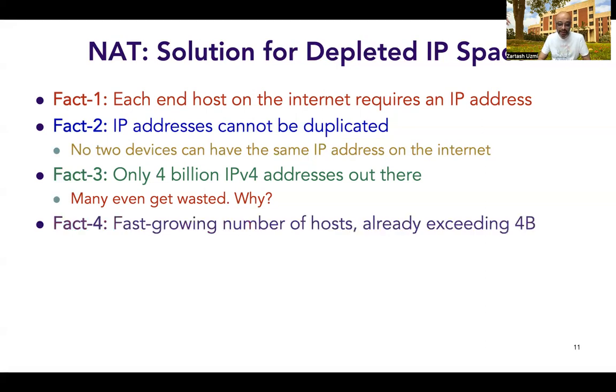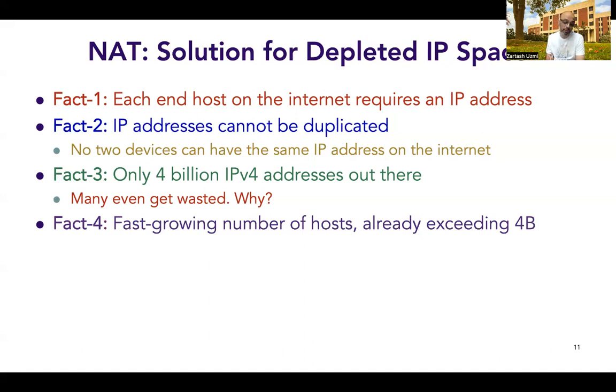The last fact is that the fast growing number of hosts has already exceeded 4 billion. Very tiny devices on the internet, lots and lots of users using IP addresses for their own devices. So we see that there are already more than 4 billion IP addresses needed on the earth to address all these devices, which exceeds 4 billion. Okay. So how do we address this situation? We do not have more than 4 billion IP addresses.